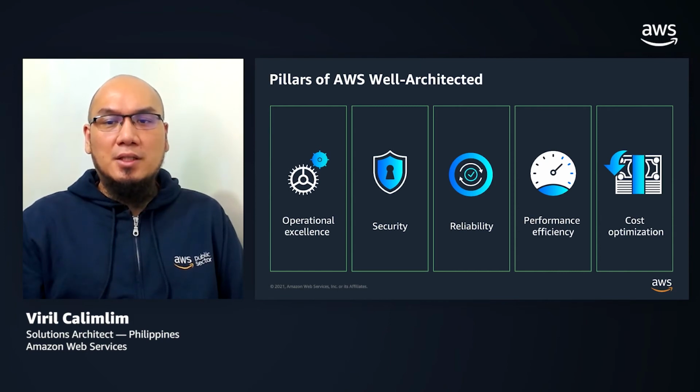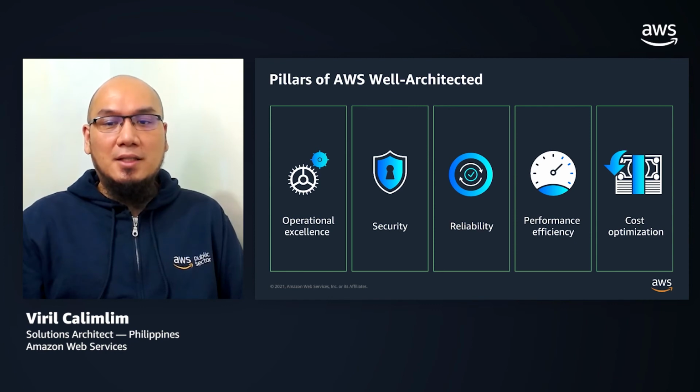Operational excellence is the ability to run and monitor systems to deliver business value and continually improve supporting processes and procedures. Examples: AWS CodeCommit, CodeDeploy, CodeBuild, CodePipeline, and Amazon CloudWatch. Security is the ability to protect information, systems, and assets while delivering business value through risk assessments and mitigation strategies. Examples: IAM, or Identity and Access Management, AWS CloudTrail, AWS Config.